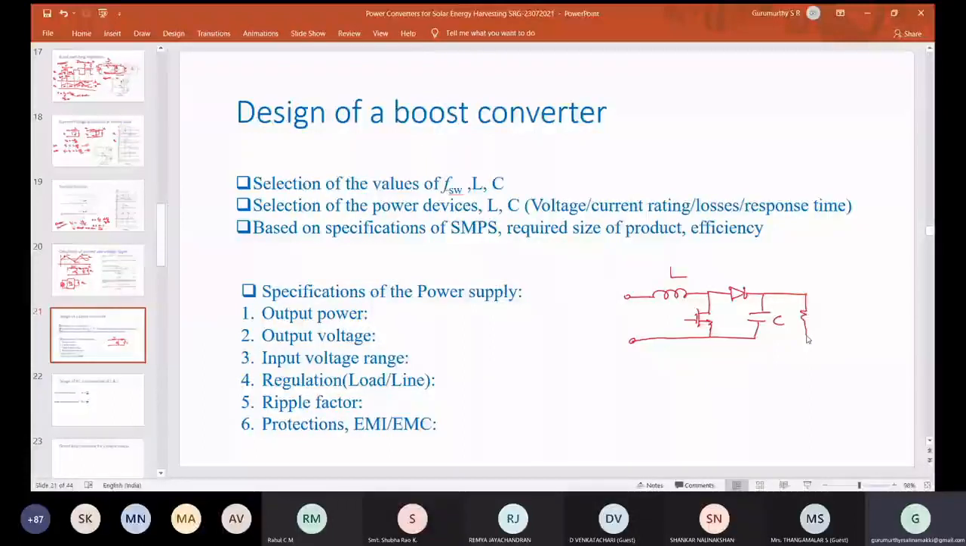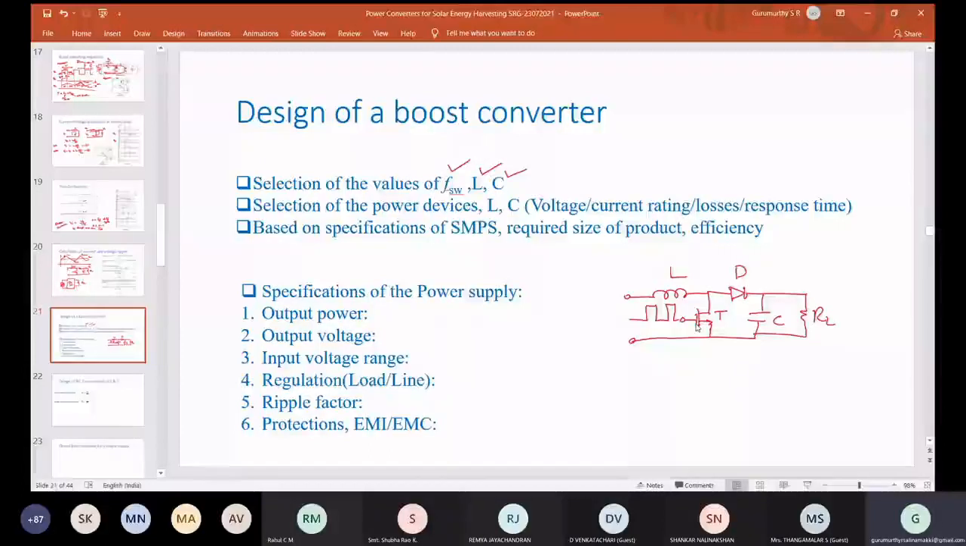So that means you have to select the values of the components, the rating of the components, and the switching frequency. So this is in our hand. You have to decide. You have to give the pulses. So you have to select the switching frequency, capacitor, inductor, and the power device. A lot of different varieties of power devices are available. Maybe 100 volt 10 ampere, 600 volt 20 ampere, 1000 volt 5 ampere. Like that, varieties of devices are available. Which device you have to select, that you have to decide. That is actually the design of a converter.